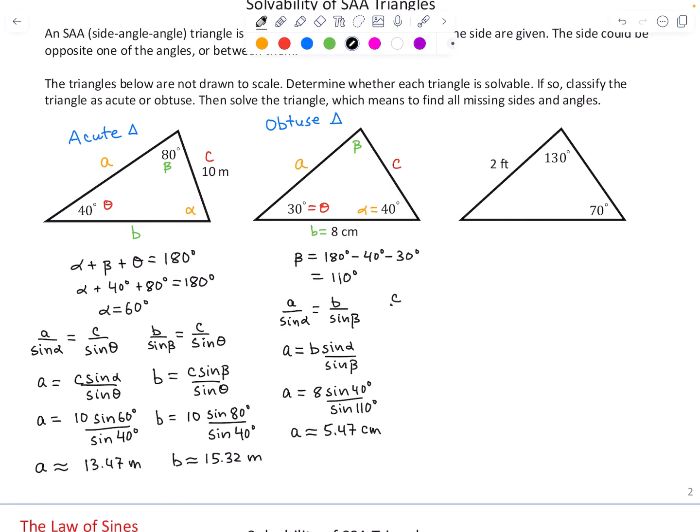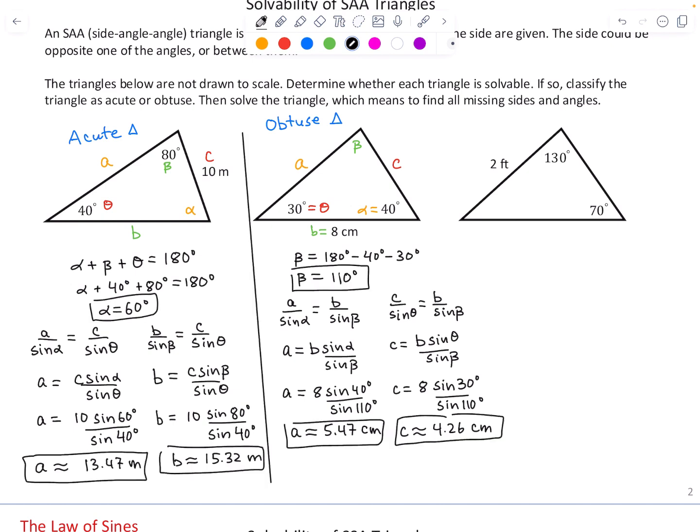Now let's find C. C divided by sine theta must be equal to the ratio of B divided by sine beta using the law of sines. Therefore, C is equal to B sine theta divided by sine beta. B is 8, theta is 30 degrees, beta is 110 degrees, and we get about 4.26 centimeters in this case. Let's go ahead and circle our answers.